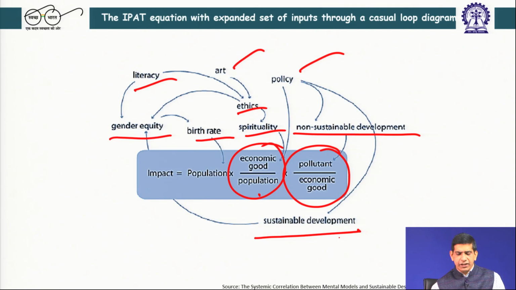So population is related to the birth rate, it is also related to gender equity, but it is also related to ethics, it is also related to literacy. And then when you talk about policy, that relates to how much the consumption pattern is.